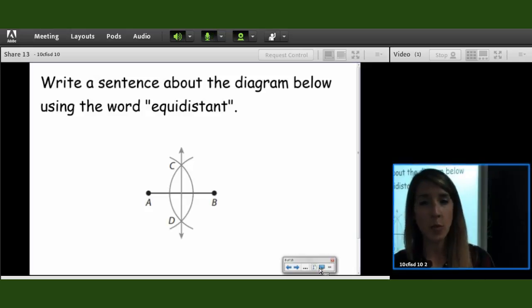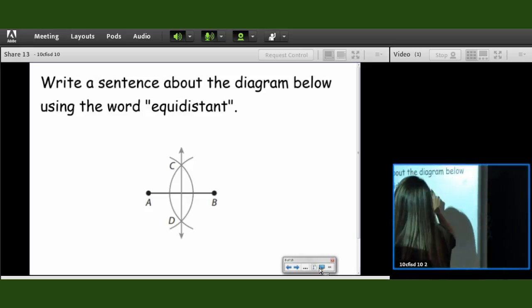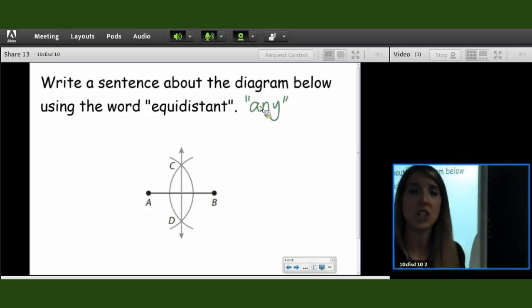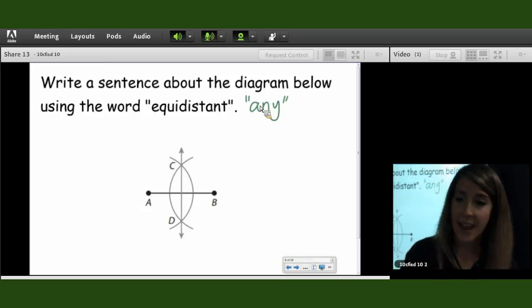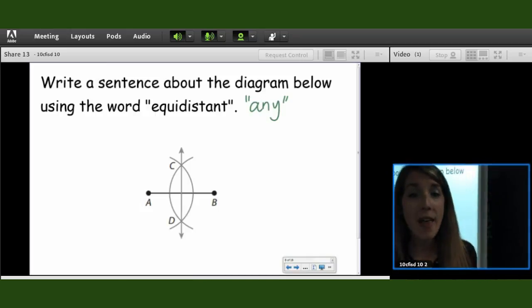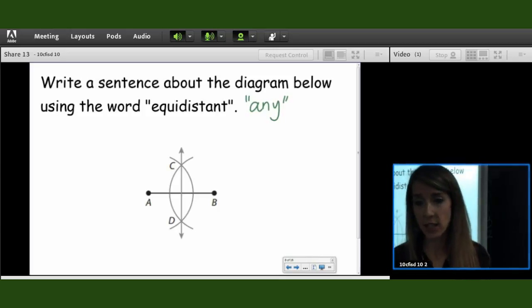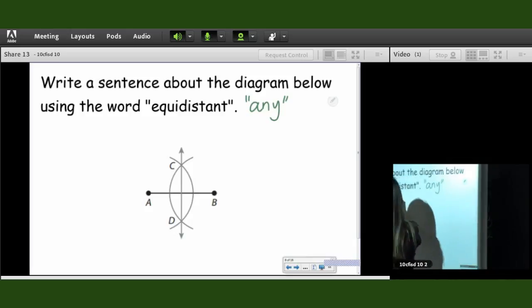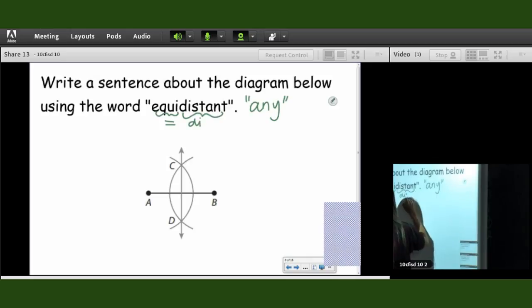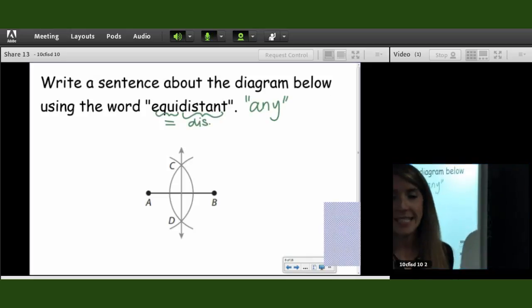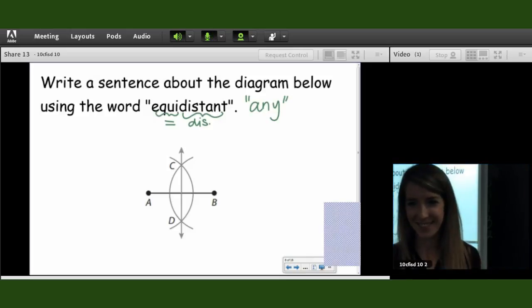And I want you to use the word equidistant, but I'm going to add another word that I need you to use because first period wasn't really getting where I wanted them to get. In your sentence, you must include the words any and equidistant. And it has to be about that picture. So you should be using those letters as well, A, B, C, D. What does equidistant mean, guys? It's a really fancy word, but all it means is equal distance. Thanks, Google. It just means equal distance, okay?